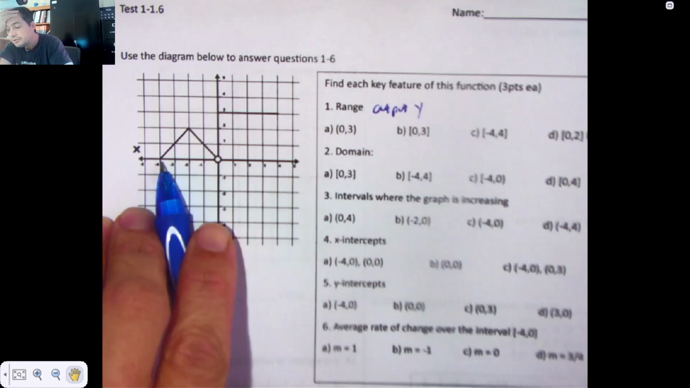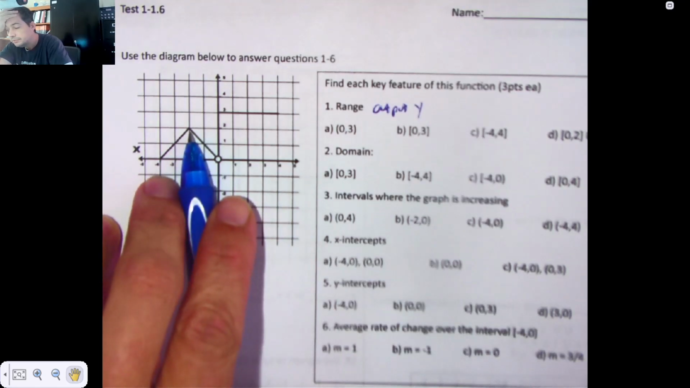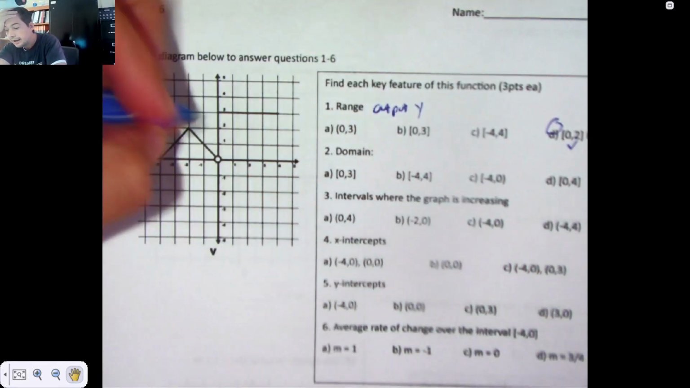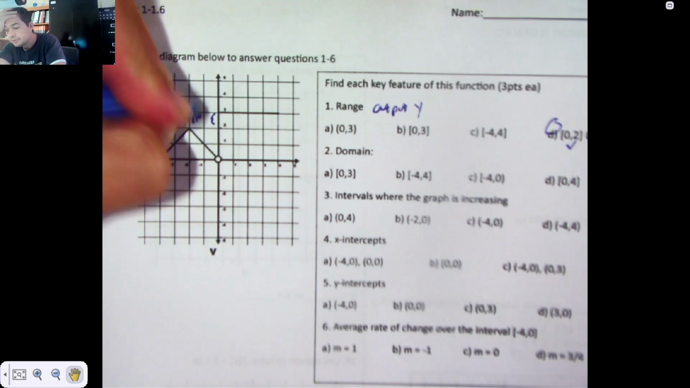You have a low value of 0, high value of 2, nothing, and then a 3. There she is. There's a gap. There's literally no y values.